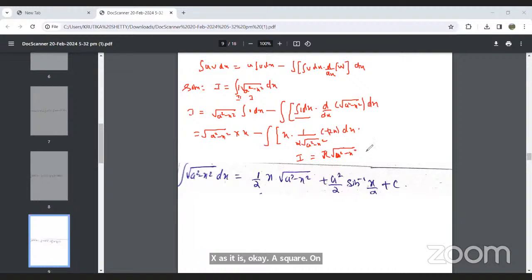minus x square. Okay, minus, okay, into x. Just off the chat box. Off your audio, Rishi. If you have any doubt, you can ask.